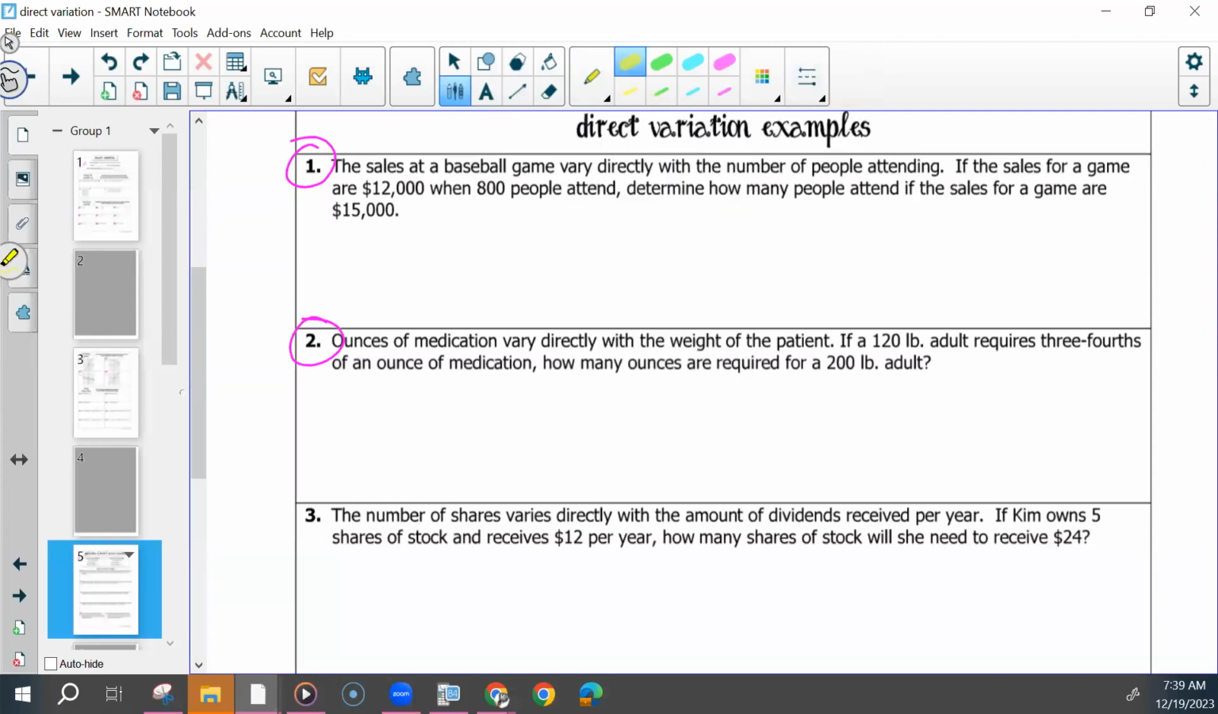120. Okay, 120. What is medication? 3/4 ounces. The ounces of medication in general. What are we looking for? How many ounces? And it says the words varies directly. So whatever comes before the words varies directly is your Y. Whatever comes after is X.